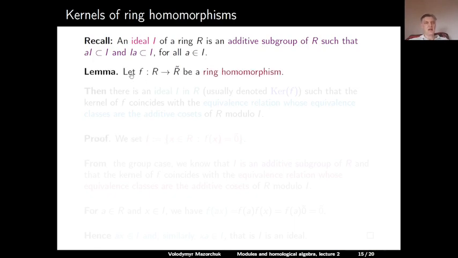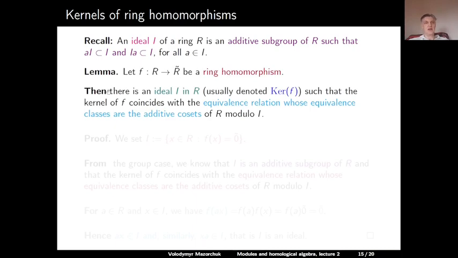Lemma. Let f from R to R tilde be a ring homomorphism. Then there is an ideal I in R, which is usually denoted ker of f and called the kernel of f, such that the kernel of f in our sense coincides with the equivalence relation whose equivalence classes are the additive cosets of R modulo I.